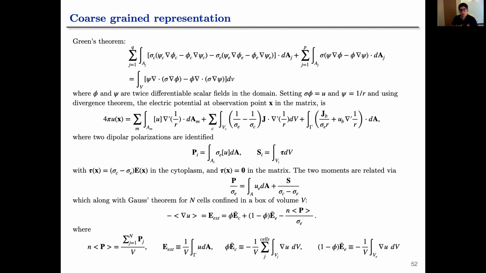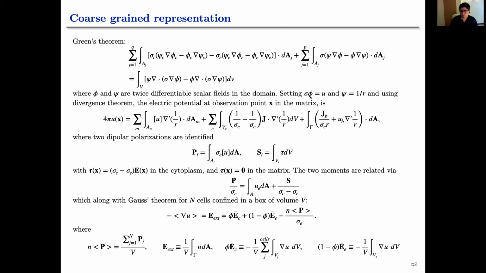But to do it in the specific case of cell aggregate electroporation, I want to start from Green's theorem, which is the one shown here. This is a slightly more complicated version of Green's theorem, where you have some discontinuity in the environment, like the cell membranes that we are talking about. Now, in this equation, let me just introduce the variables. Sigma is the conductivity at any point. Sigma C is the conductivity of the cell cytoplasm. Sigma E is the conductivity of the matrix. Psi and phi are twice differentiable scalar fields in the domain. And the rest are just integrals on the surfaces and the volumes.